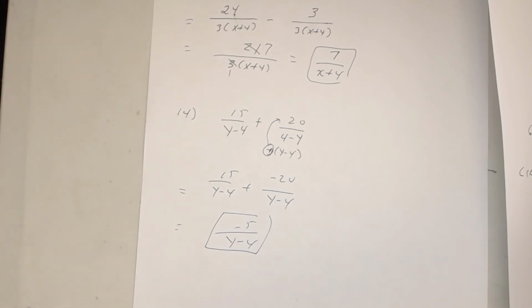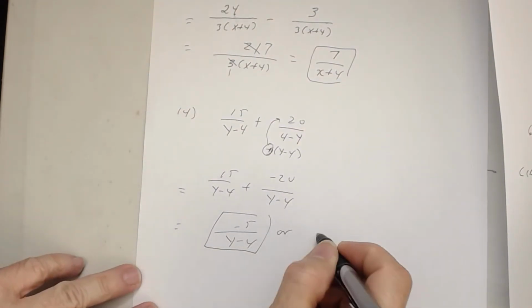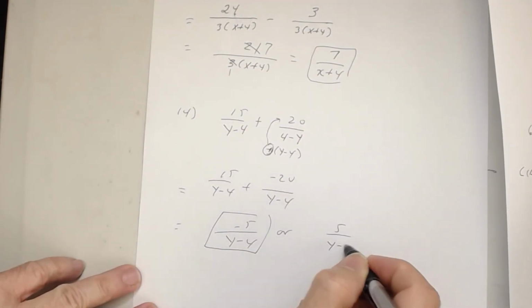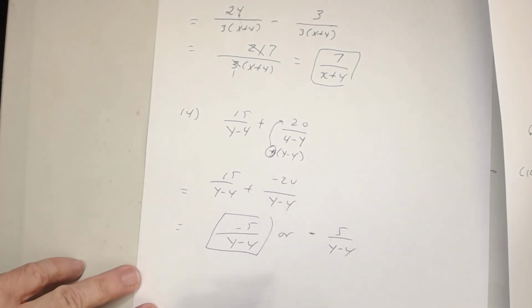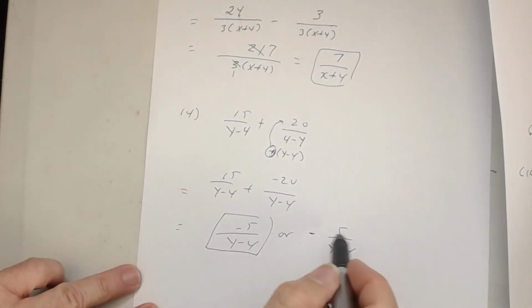Okay, now let me just discuss several ways you could write this. You see how I wrote the numerator as a -5? Do you understand that that's the same thing as saying this with the negative out in front? Right? Okay, just wanted you to be aware of that.